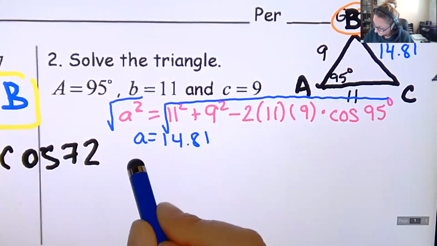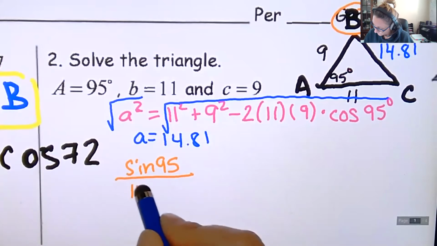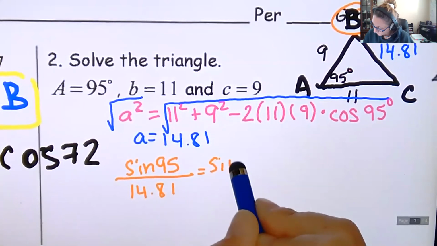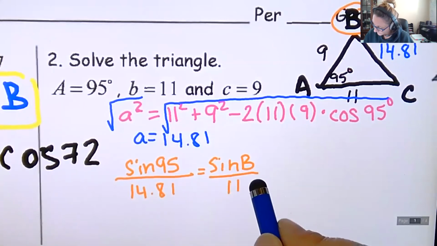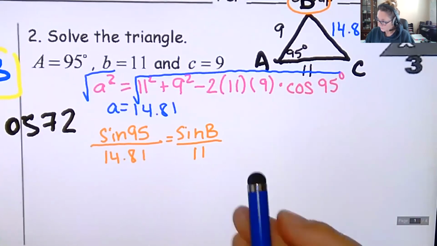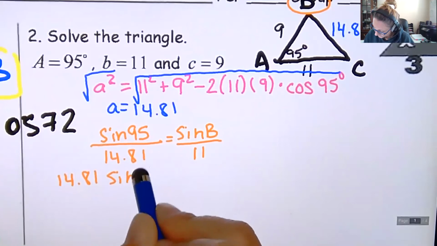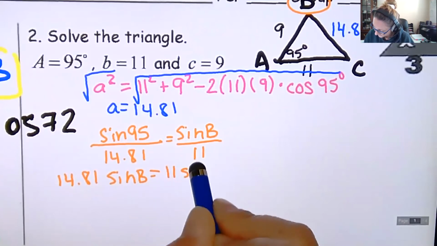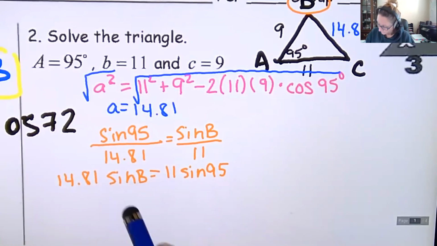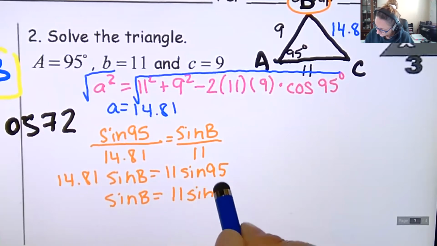Okay. So what I'm going to do is I'm going to do sine of 95 over 14.81 equals sine of B over 11. I'm going to cross multiply and solve. And so I'm going to get, I'm going to space it out over here more, 14.81 sine of B equals 11 sine of 95. I'm going to divide both sides by 14.81. So I'm going to get sine of B is equal to 11 sine of 95 over 14.81.